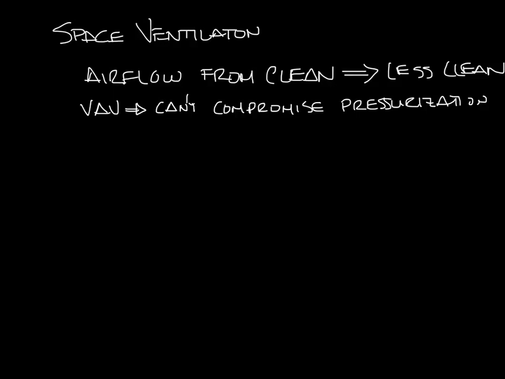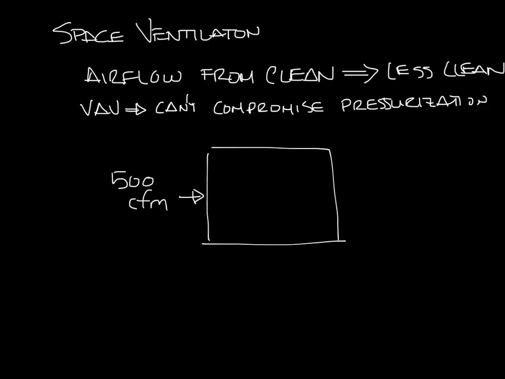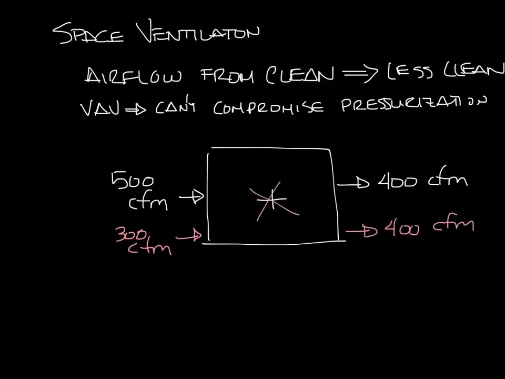So say we have a space and you're putting 500 CFM into the space and exhausting 400 CFM to keep it positively pressurized. If you turn your supply down to 300 CFM without adjusting your exhaust side, so you still have 400, now you're no longer positively pressurized, now you're in a negatively pressurized space, and this would be bad if it's an operating room and someone's having surgery.